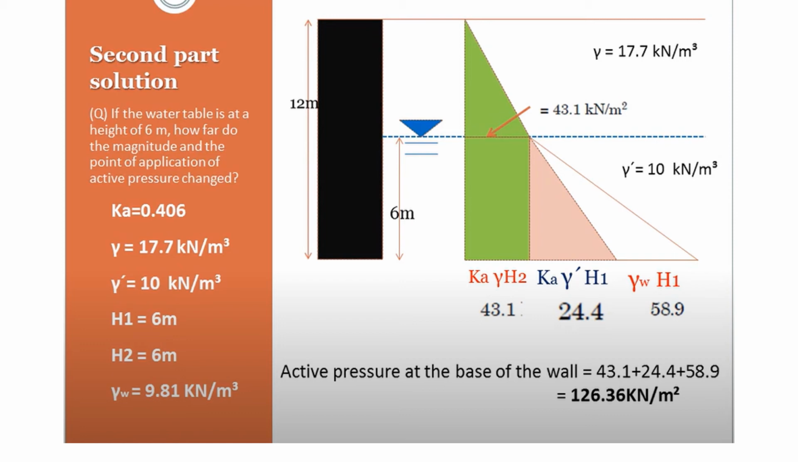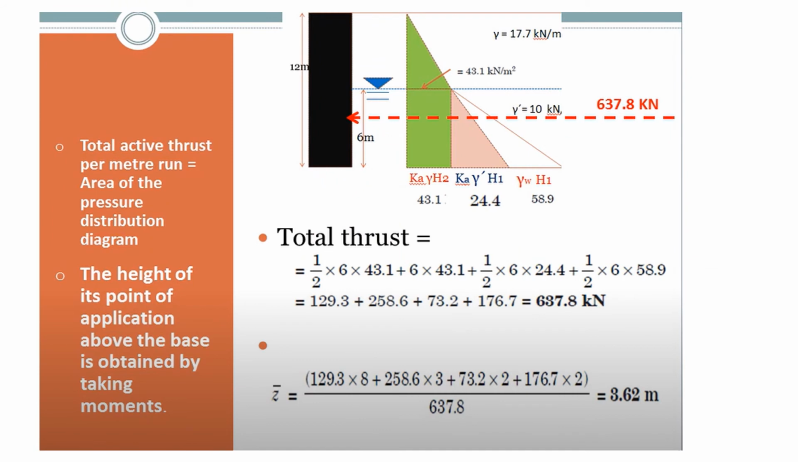And then you have to consider the pressure due to the water only, which is got by multiplying the unit weight of water with the height of the water table, which is 6, and in this way we got 58.9. Now you have to find out the force acting on the retaining wall, which is obtained by calculating the total area of this pressure distribution diagram.